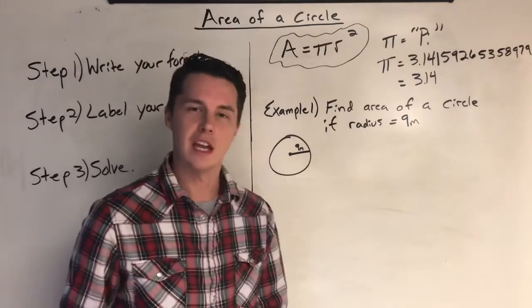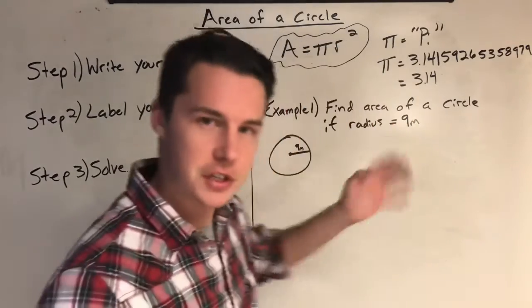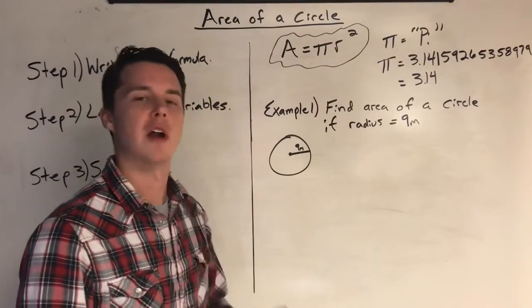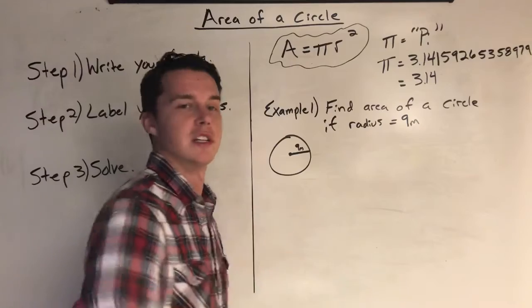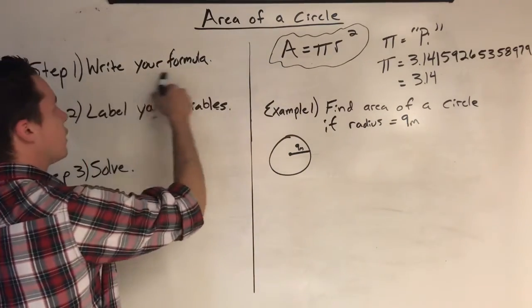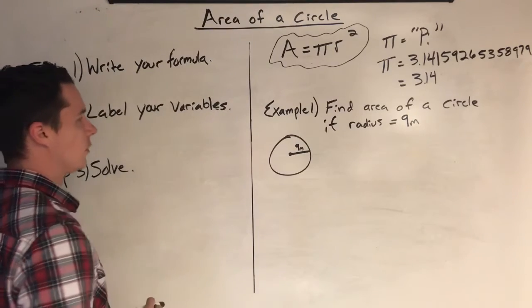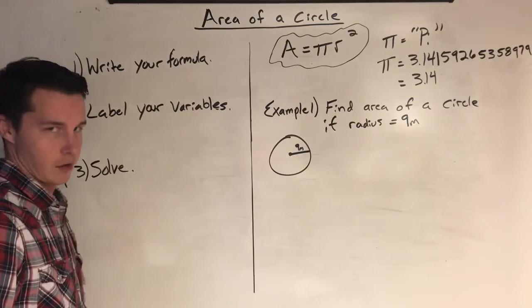Now, when we're solving any problems that have to do with area of 2D shapes or 3D shapes, these are the steps that we're going to follow, and it's going to be the same for every single one of these videos. So don't forget to check the description below if you need any notes, and let's dive right in. Step 1, write your formula. Every time. Step 2, label your variables, and then step 3 is to solve.